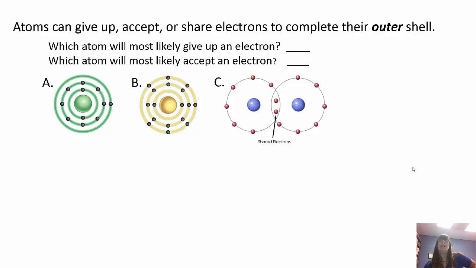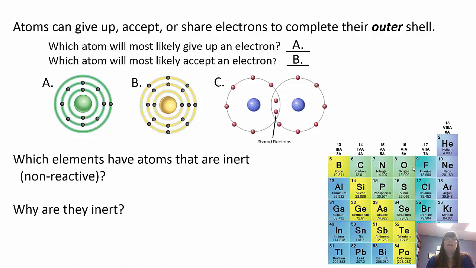When you're trying to figure out charges, remember that electrons have a negative charge. So if you add more negativity versus you're giving up negativity. And that's going to become important when we talk about redox reactions later on down the road. So A and B.